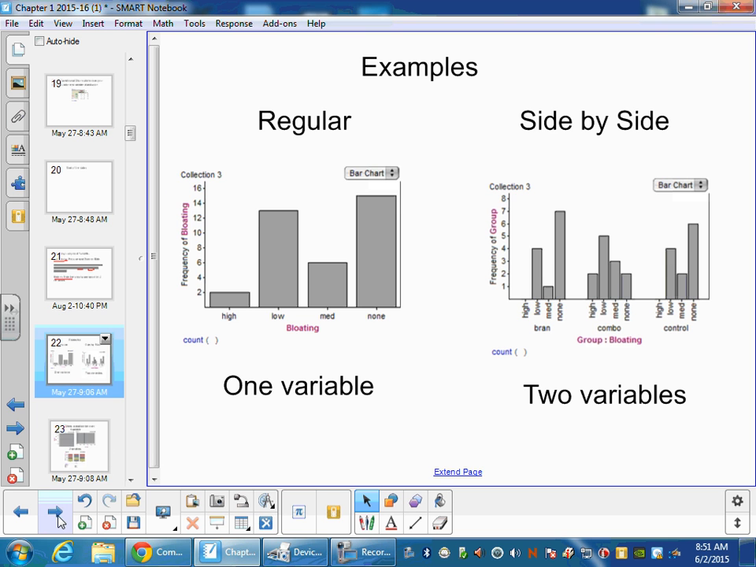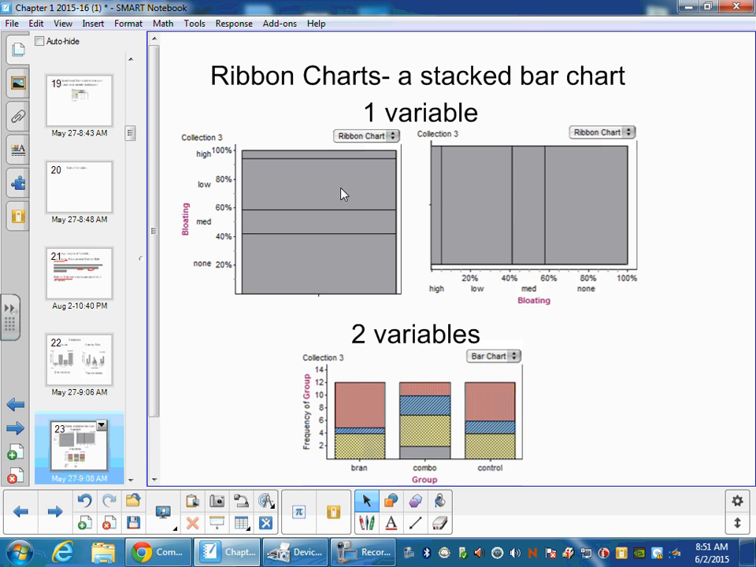One other way that we can show this data is in something called a ribbon chart. They're like bar graphs, but they stack things up and they go from 0% to 100%. So if we have one variable, you can see that for the bloating, about 40% is none, about 20% is medium, this percent is low, and then high is just 7% or something like that. And it can either go vertically or it can go horizontally.